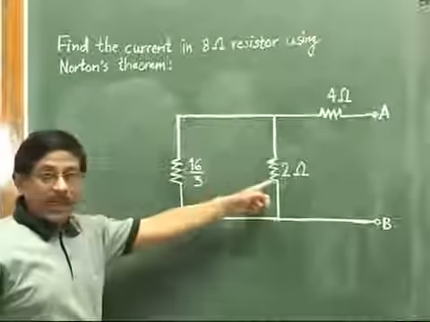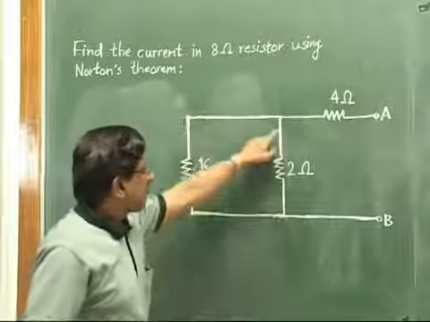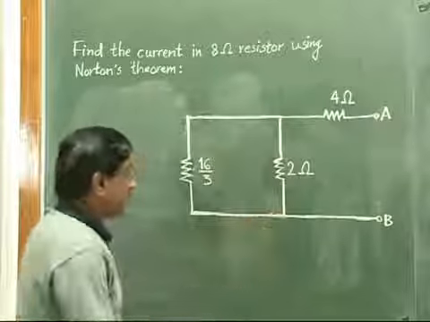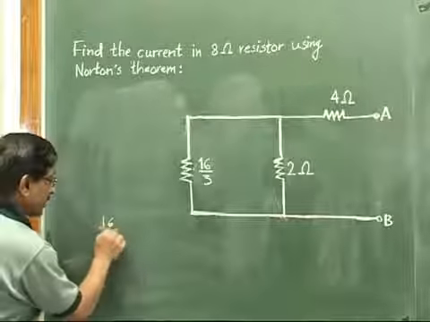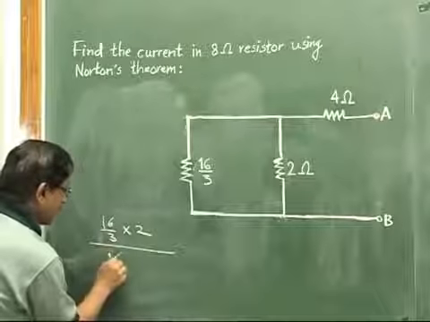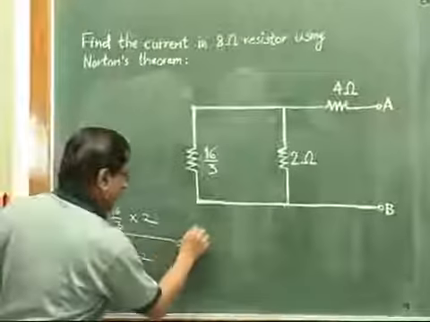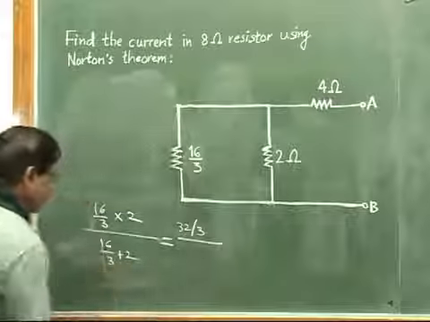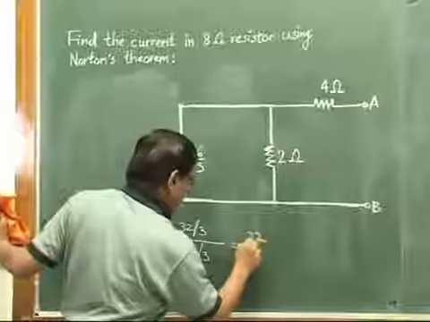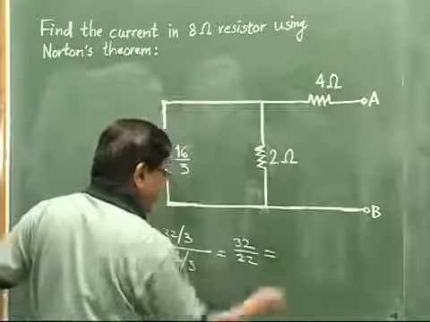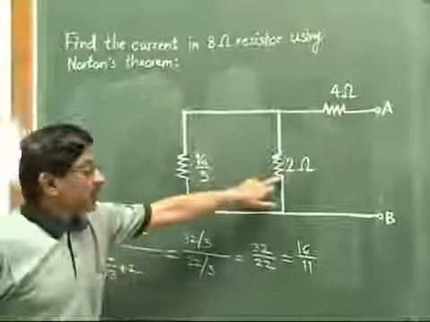Now see here, this 16 by 3 and these two are in parallel again. See, this branch is like this, and across the same two nodes, this 2 ohm is there. So again, what is parallel combination? Product divided by sum. So 16 by 3 into 2 divided by 16 by 3 plus 2. We have to calculate it this way. So this will be 32 by 3 in the numerator. In the denominator, it will be 22 by 3. So it will be 32 by 22. So that will be equal to 16 by 11. So 16 by 11 will be the value of this parallel combination.